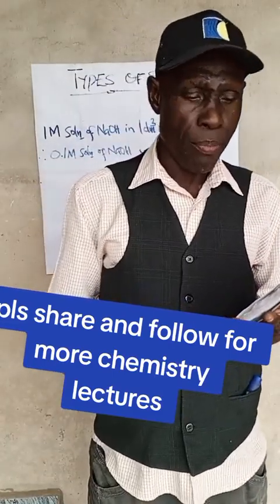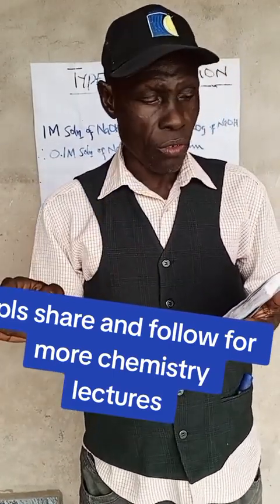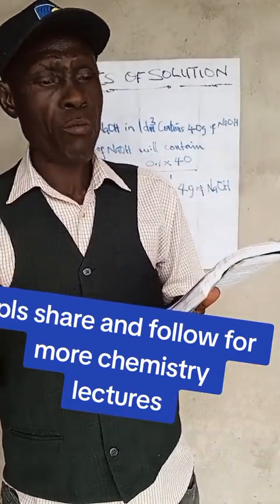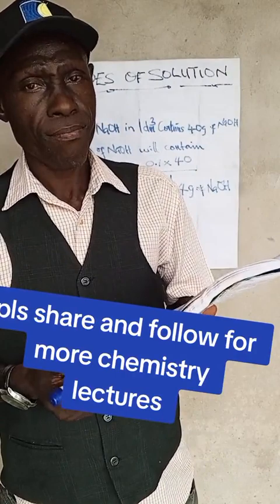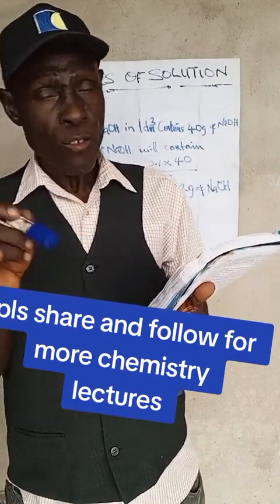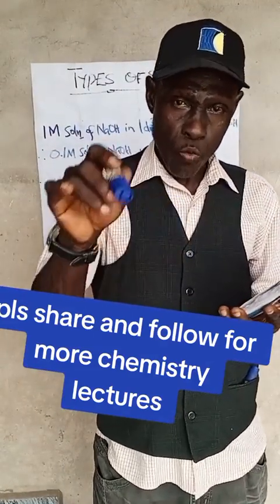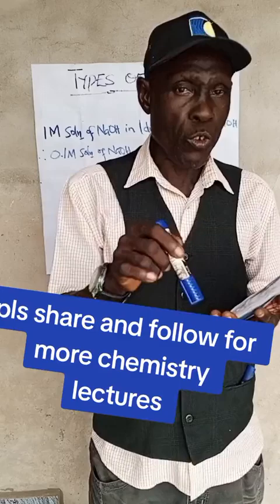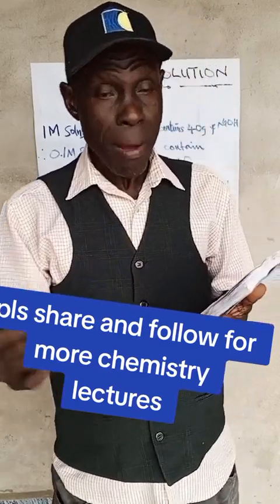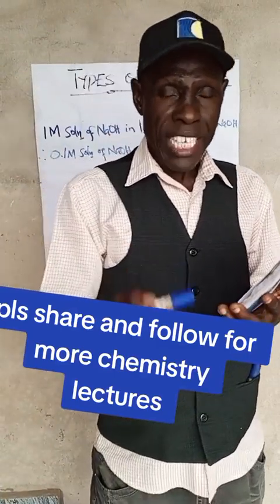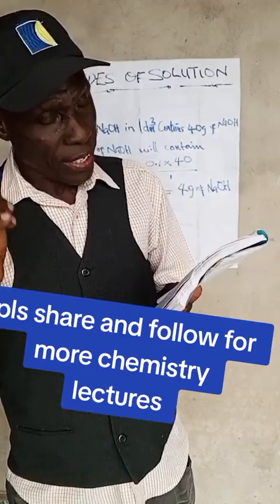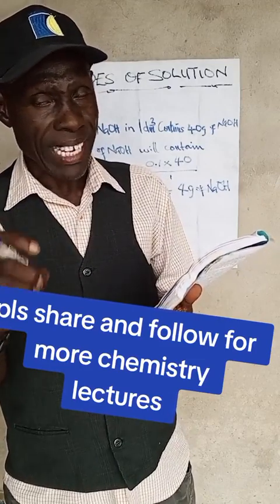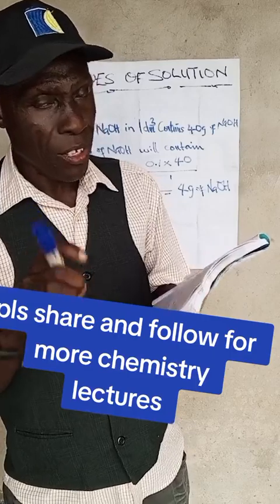If, for instance, you are asked to prepare 0.1 molar solution of sodium hydroxide in 1 dm cube of water, how do you go about it? I come again. If you are now asked to prepare 0.1 molar solution of sodium hydroxide pellets in 1 dm cube of water, how do you go about it? Now, steps to prepare. One, get an empty and clean measuring cylinder. Clean and dry measuring cylinder.